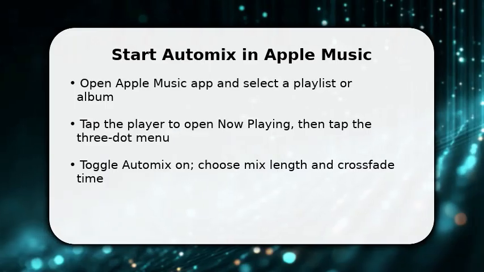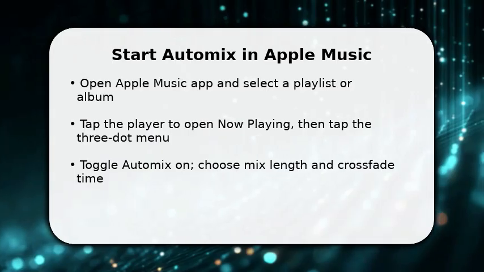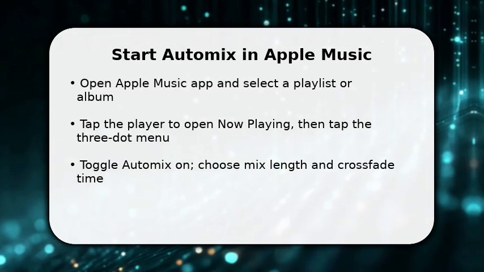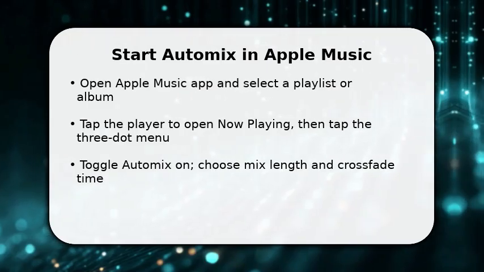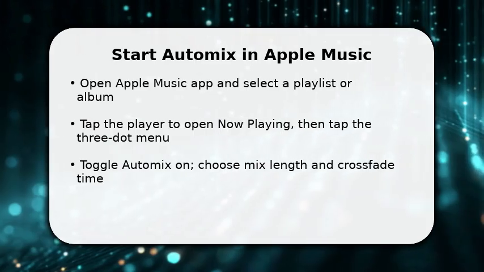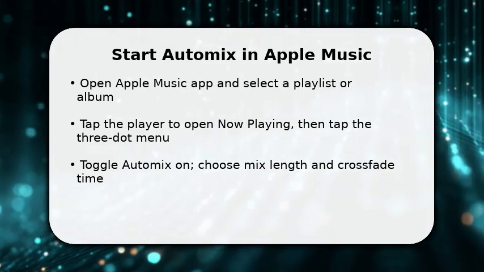You're starting Automix now. Pick the playlist or album you want mixed and open now playing. Tap the three-dot menu, then enable Automix immediately. Choose a mix length and set crossfade time. These parameters control transition smoothness and total mix duration.